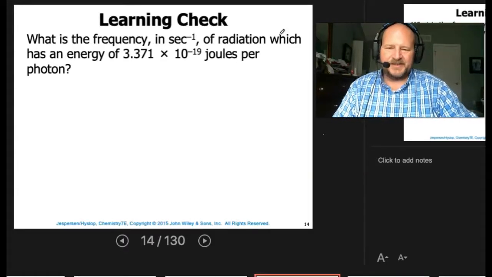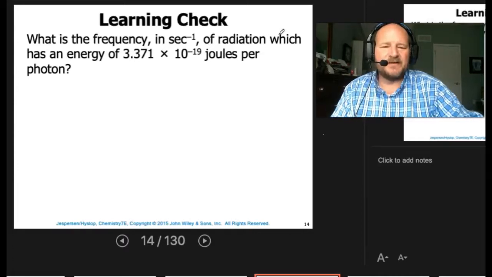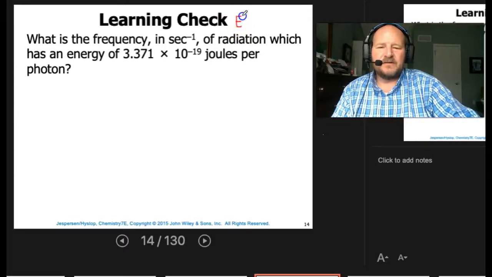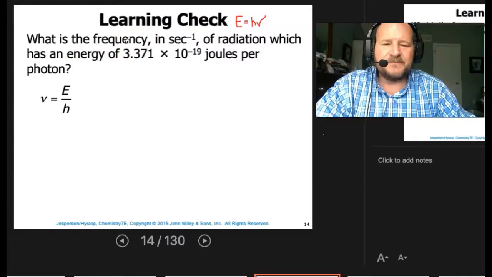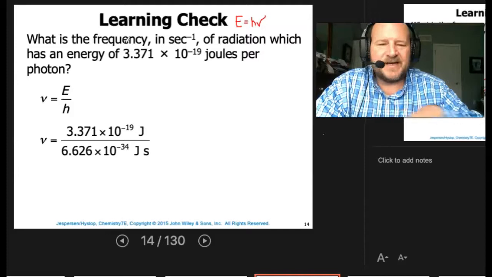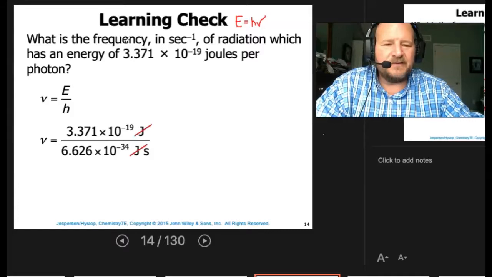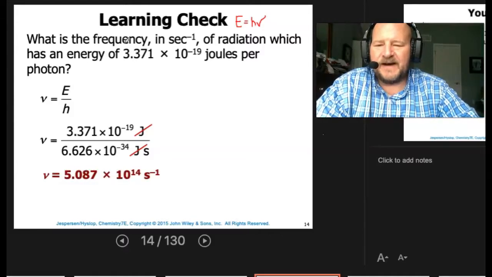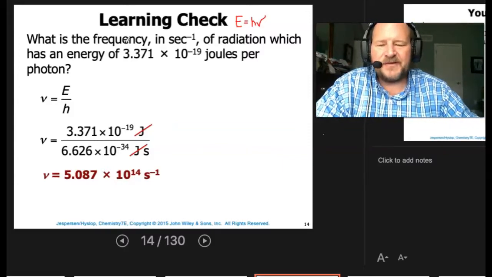So what is the frequency, in per seconds, of radiation which has an energy of 3.371 times 10 to the negative 19 joules per photon? Now remember, E is equal to h nu. So now we're being asked what is the frequency. So now we want to know what is the energy divided by Planck's constant. So we're going to plug that in. We get 3.371 times 10 to the negative 19. We're going to divide that by 6.626. The joules, of course, will cancel out. We'll be left with per second, which is a frequency, so that's good news. We run that through our calculator, and we get 5.087 times 10 to the 14th. So remember, we have negative 19 plus 34, if you want to do it that way.